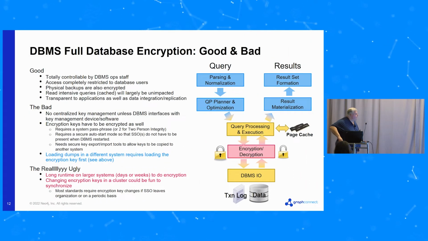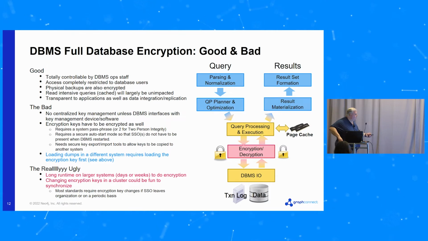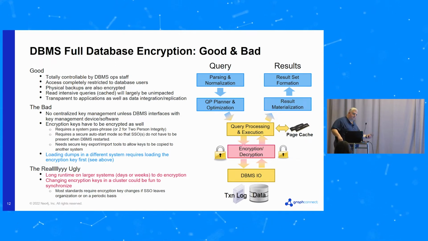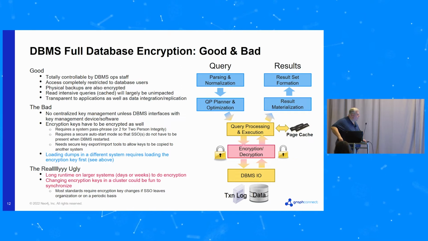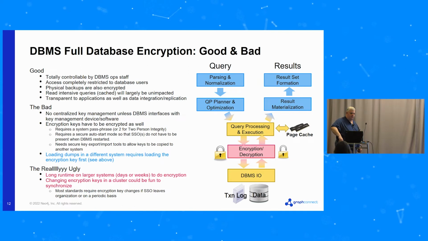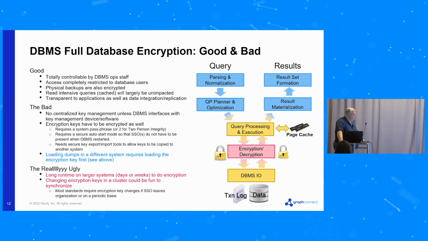Now, there are some bad things about it. Number one is a lot of times there's no centralized key management unless they interface with a hardware key manager. The encryption keys have to be encrypted as well. And that can be really fun if you take a dump from your production system and load it in a QA system. It's been encrypted with a different key, and now you can't decrypt it. All the other fun and games you get into. And oh, by the way, yeah, I've done this. There's one system we worked on one time. It took about 30 days to encrypt the database. Not good, okay? Had to do something else, all right?